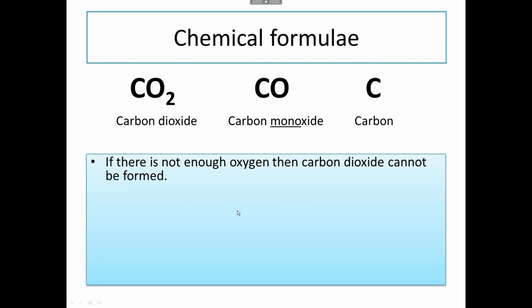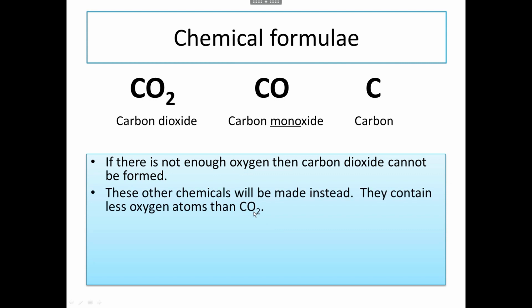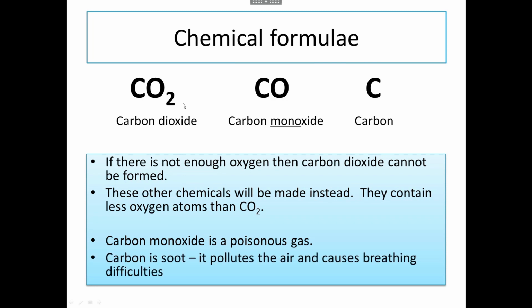If there's not enough oxygen, carbon dioxide cannot be formed. These other chemicals will be made instead. Their formula contains less oxygen atoms. But carbon monoxide, mono refers to one. There's one oxygen for every one carbon. Di in dioxide refers to two. There are two oxygens for every one carbon.